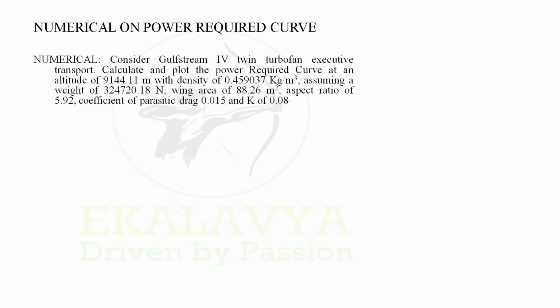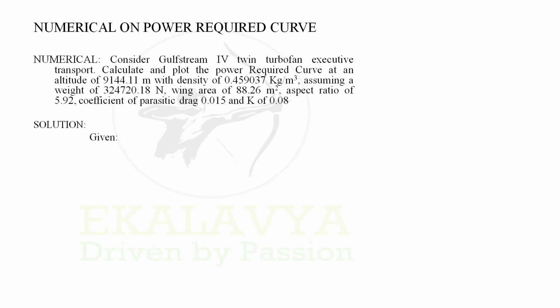I have taken a common numerical from a famous university question paper. We have the numerical as follows. Consider Gulfstream 4 twin turbofan executive transport. Calculate and plot power required curve at an altitude of 9144.11 meter with density of 0.459037 kg per meter cube, assuming a weight of 324,720.18 Newton, wing area of 88.26 meter square, aspect ratio of 5.92, coefficient of parasitic drag 0.015 and K of 0.08.